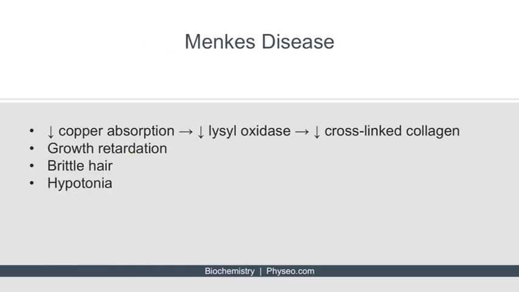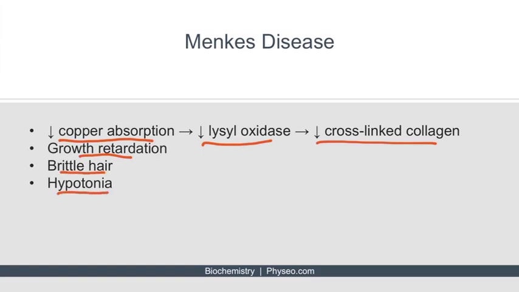Menkes disease is a genetic disorder that results in decreased copper absorption. Because copper is an essential cofactor for lysyl oxidase, impaired copper absorption can result in impaired activity of lysyl oxidase. Ultimately, this results in decreased cross-linked collagen. Symptoms include growth retardation, brittle hair, and hypotonia.